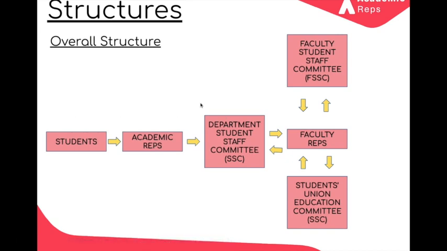You may, either by being elected or nominated, become a faculty rep. That normally happens in the first Student Staff Committee of the year. By becoming a faculty rep, you attend the Faculty Student Staff Committee, which is very similar to the SSC but at a wider faculty level, and you also get involved more likely in Students' Union projects and the Students' Union Education Committee. They relay things back to your department SSC, and then you as an academic rep can share faculty-wide issues that may influence students back to them directly. So that's the cyclical loop that you're a part of.